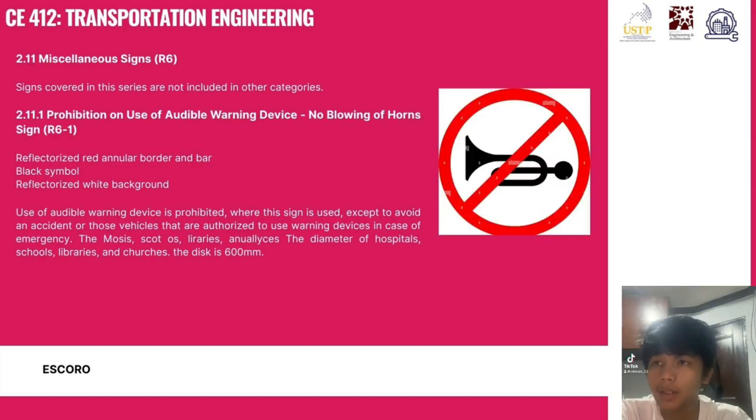So for the miscellaneous signs, signs covered in this series are not included in other categories. For 2.11.1, prohibition on use of audible warning device, or the no blowing of horn sign. This sign is reflectorized red annular border and bar, black symbol and reflectorized white background. Use of audible warning device is prohibited where this sign is used except to avoid an accident or for those vehicles that are unauthorized to use warning devices in case of emergency.